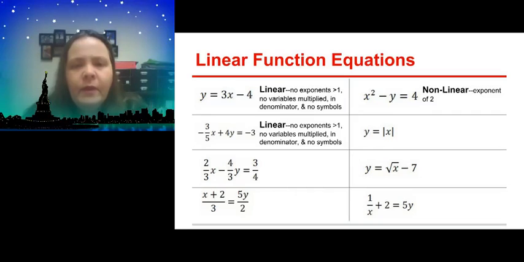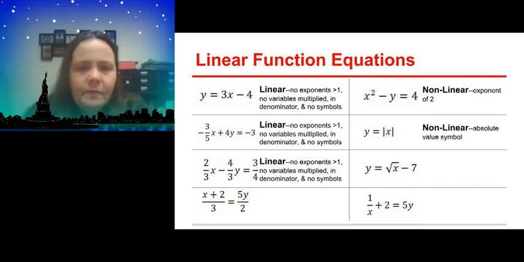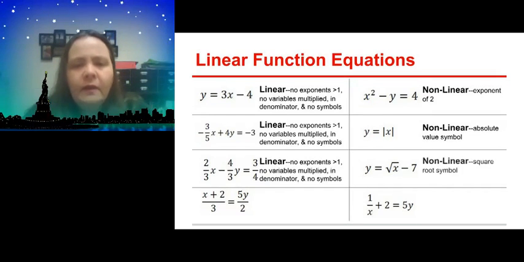When we look at y equals the absolute value of x, that's x inside those straight little bars there, we know that this is nonlinear because of the absolute value. When we look at the third one on the left, we have 2/3 x minus 4/3 y equals 3/4. Again, lots of fractions, but the variables are not in the denominator. Therefore, this is linear. And when we look at y equals the square root of x minus 7, we know immediately that that is nonlinear because of the square root symbol.